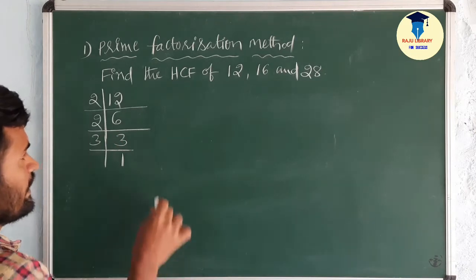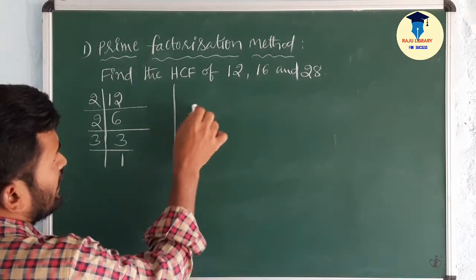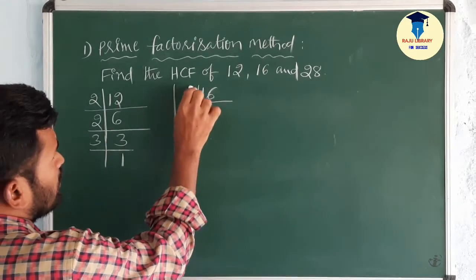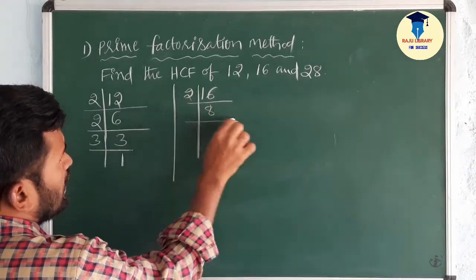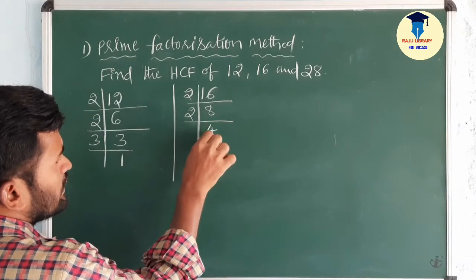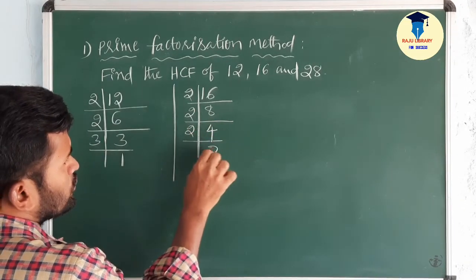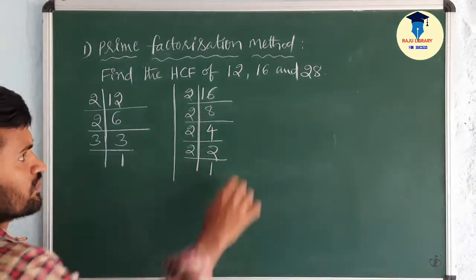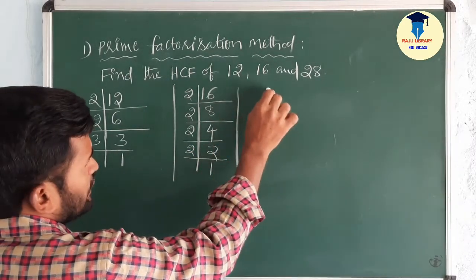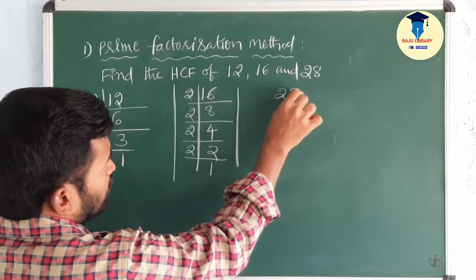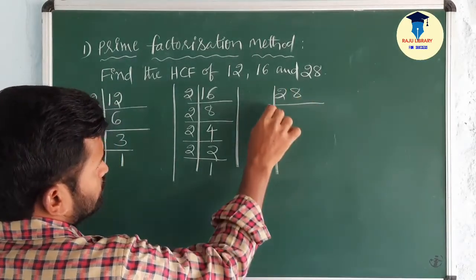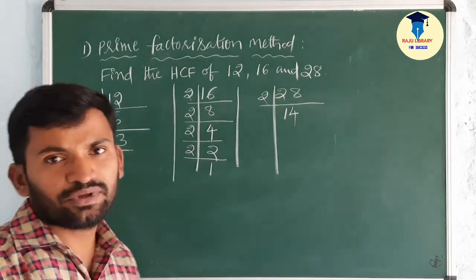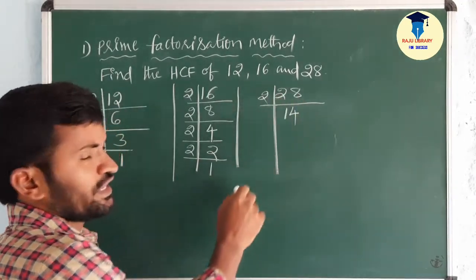Okay. Next, the second one is 16. For 16, 2 times 8 is 16. Next 2 times 4 is 8. Next 2 times 2 is 4. And next 2 times 1 is 2. Another one is 28. How to find it? 2 times 14 is 28. It means 14 times 2 is 28.